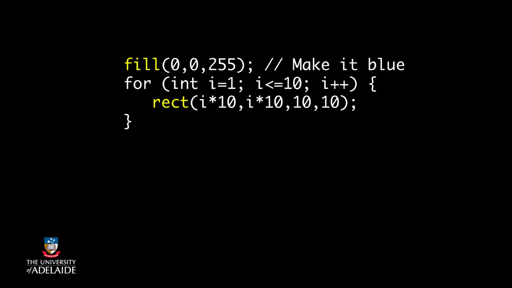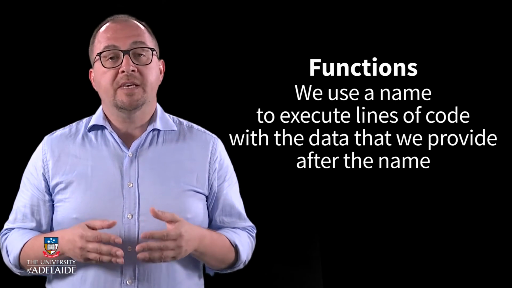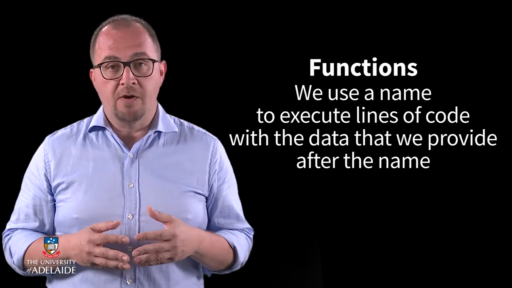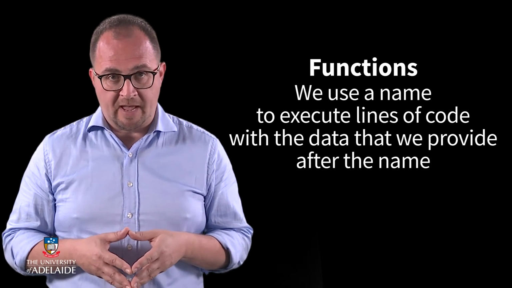By using the name fill followed by numbers, you are changing the color we use to draw shapes. By using rect followed by numbers, we are telling Processing to draw rectangular shapes. In both cases, we're using the same piece of code somewhere else in Processing by referring to it with a name and giving it some data to tell it what we want to do. Both fill and rect are examples of functions. We are using a name to execute lines of code with the data that we provide after that name.